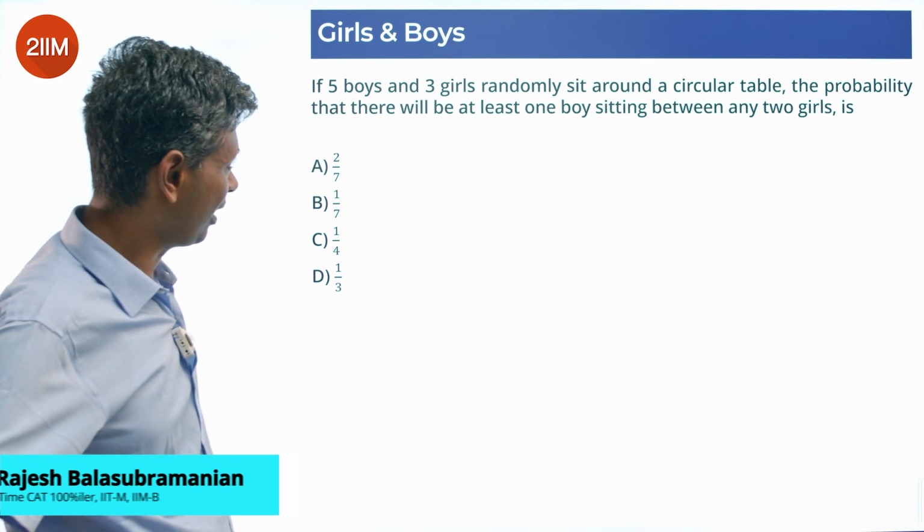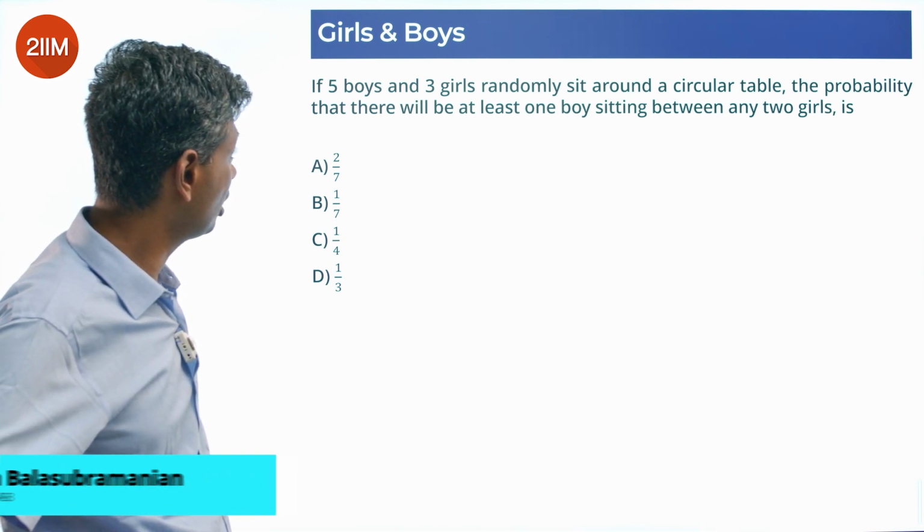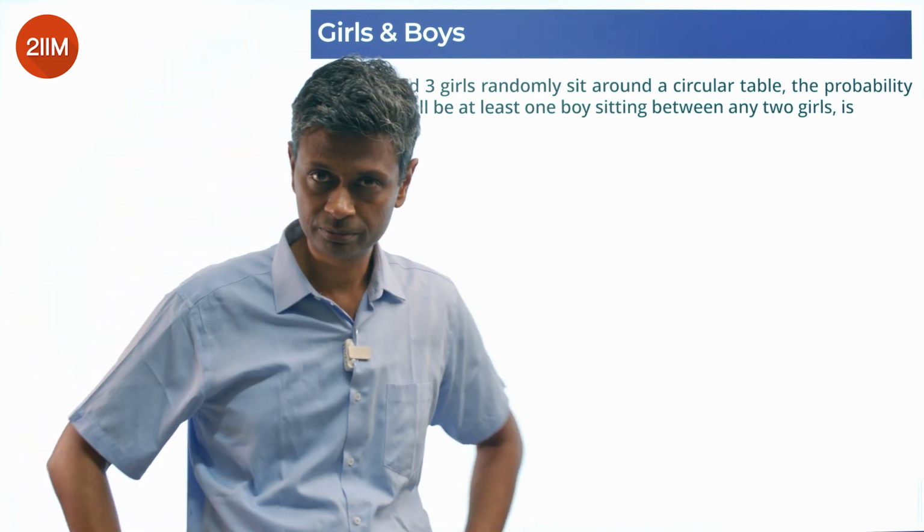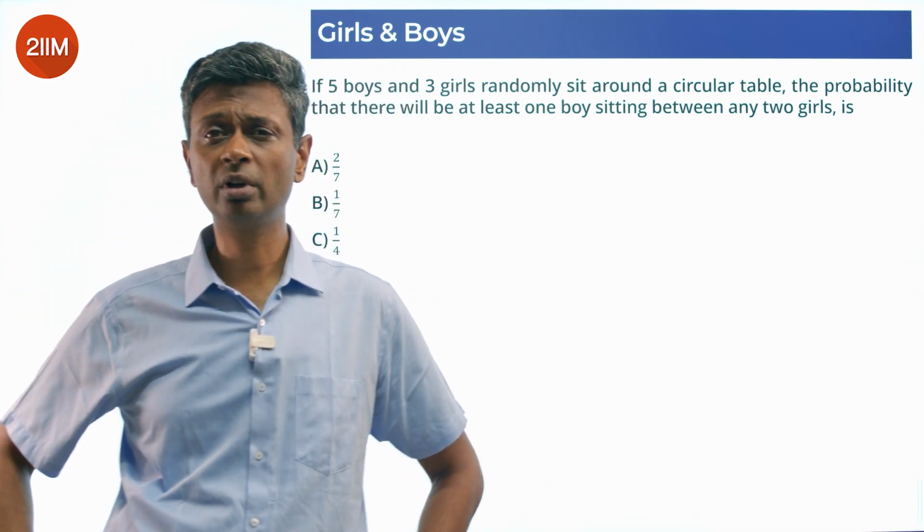5 boys and 3 girls randomly sit around a circular table. Find the probability that there will be at least one boy sitting between any two girls.